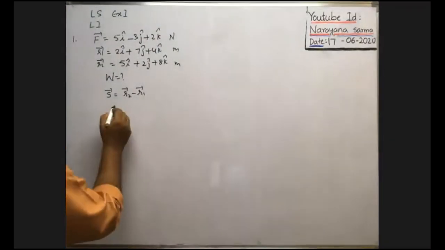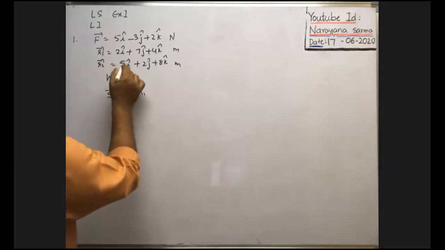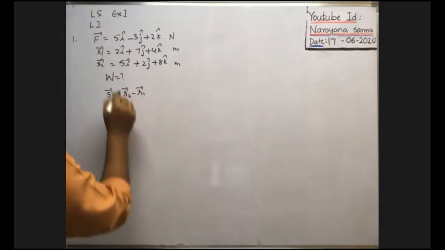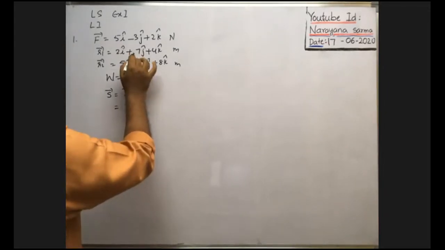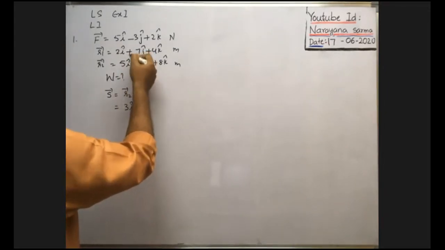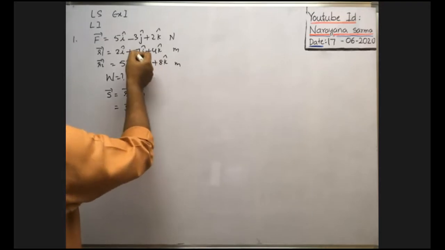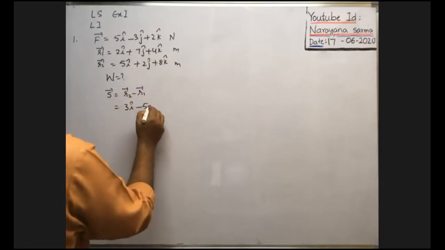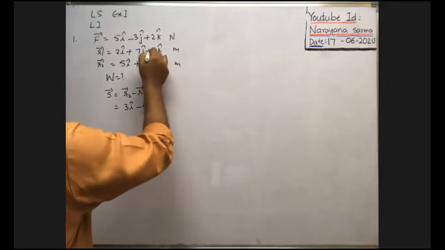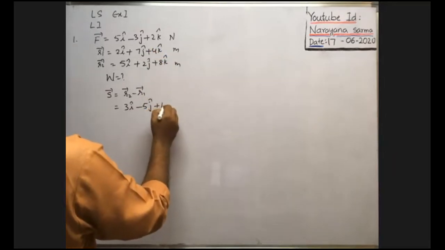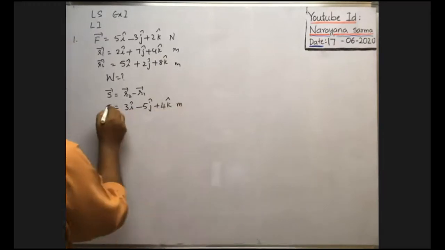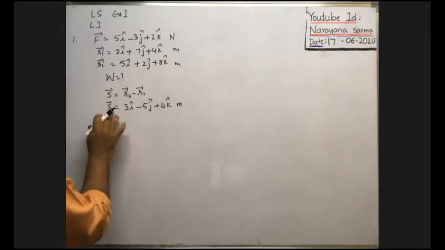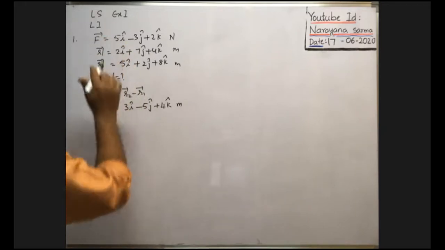So here R2 bar minus R1 bar means 5 i cap minus 2 i cap, that means 3 i cap, plus 2 j cap minus 7 j cap, because we are subtracting R1 from this one, that means minus 5 j cap, plus 8 k cap minus 4 k cap means plus 4 k cap. You will get that much meter. So we have the displacement of the body in vector form and the force acting on the body in vector form.